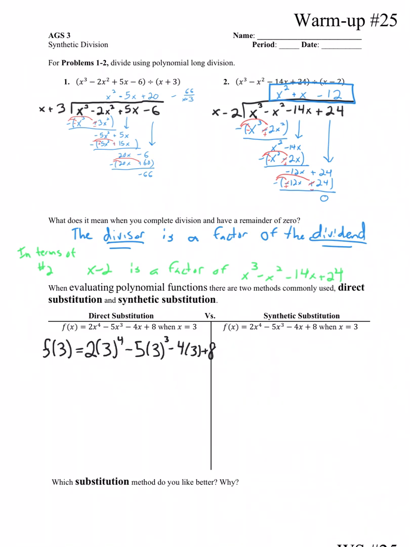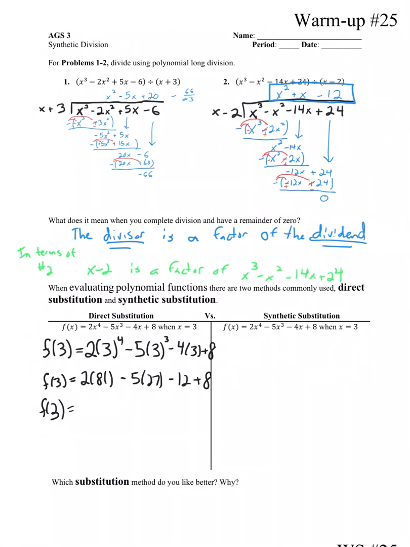Okay, so this first problem, we'd start with doing the exponents. So there's 3 to the 4th power. That's going to be 81. And then we go 3 to the 3rd power. That's 27. And then we just have a 4 times 3. We can write that as 12.